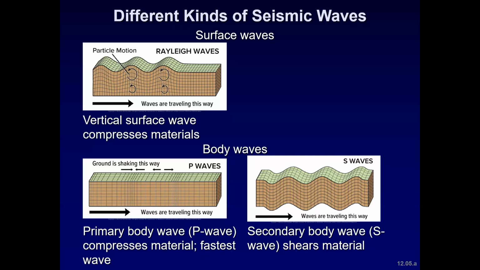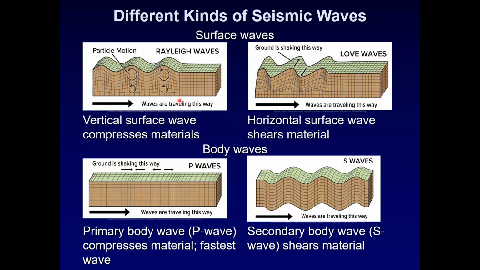So a vertical surface wave compresses materials, and we see them traveling like ripples along the Earth's surface. You can have Rayleigh waves or Love waves. You could have a horizontal surface wave shearing materials like this. Almost looks like a transform fault movement.